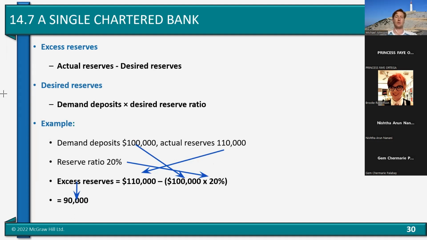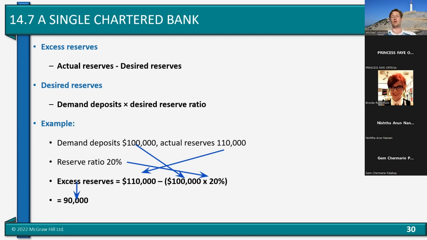So what you would do is excess reserves equals actual reserves minus demand deposits times the reserve ratio. And this shows how much extra reserves you have.